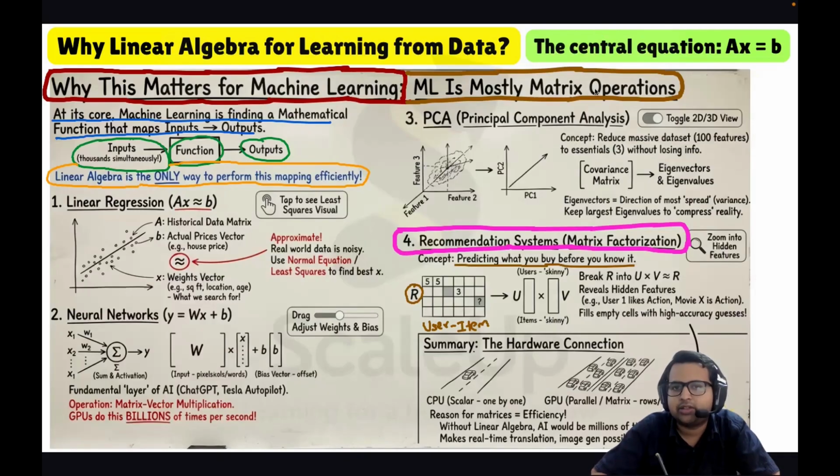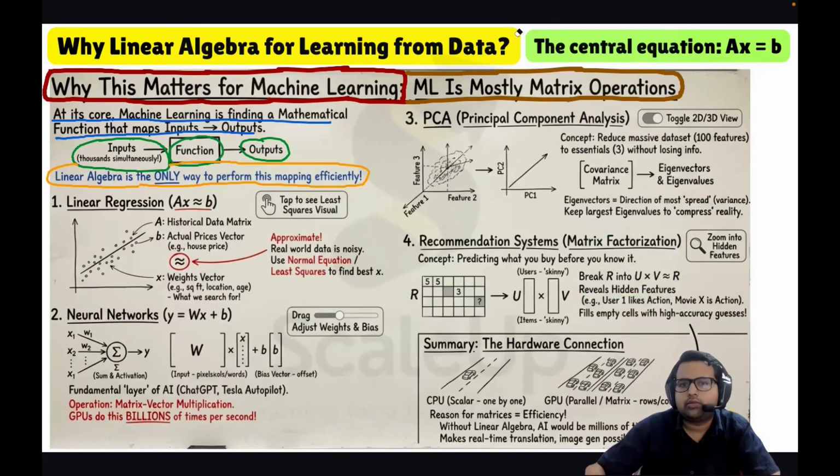So in recommendation systems, we do matrix factorization. We start with a user-item matrix and break it into two smaller matrices, U and V, such that U times V is approximately the user-item matrix R. These U and V matrices reveal the hidden features which help the AI recommend to users. So now it is very clear to us that machine learning is mostly matrix operations.